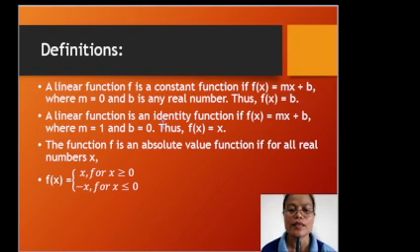Next, a linear function is an identity function. f of x is equal to mx plus b, where m is equal to 1 and b is equal to 0. So the slope is 1 and there is no y-intercept, thus f of x is equal to x, and that is an identity function. The third is the absolute value function. A function f is an absolute value function if for all real numbers x, f of x is equal to x for x greater than or equal to 0, and negative x for x less than or equal to 0.